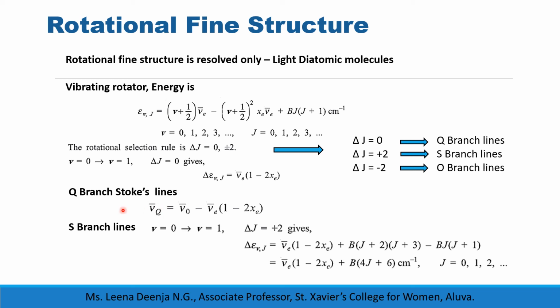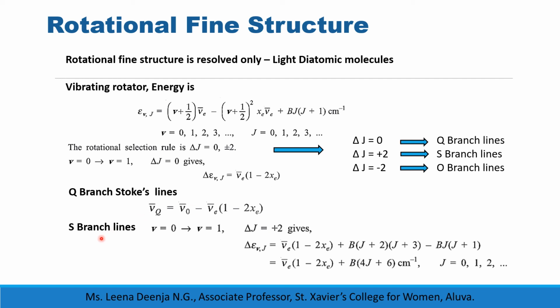For Q branch transition, delta J is taken as 0. That means there is no change in rotational energy, so we take only the change in vibrational energy. So for the Q branch line transition, nu bar Q equals nu 0 minus nu bar E into (1 minus 2xe). Because when delta J equals 0, for the V equal to 0 to V equal to 1 level transition, the energy change in vibrational level is equal to nu bar E into (1 minus 2xe).